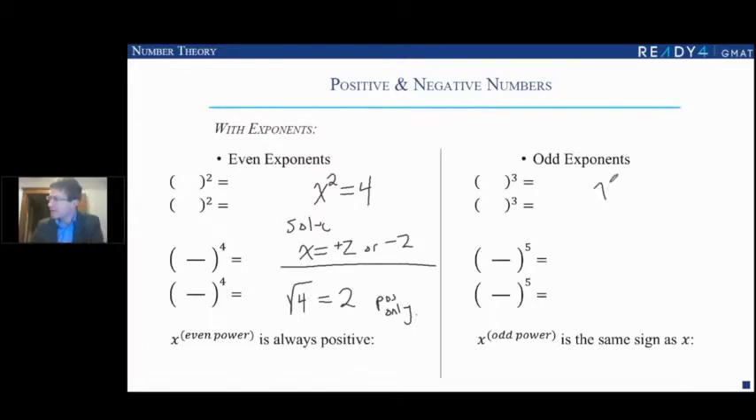With odd exponents, it's different. If I know that x cubed is equal to 8, then x will be equal to positive 2, and it will be positive 2 only. Of course, the other possibility is I might have something like x cubed is equal to negative 8, and when you solve this, x will be negative 2, and again, only negative 2.